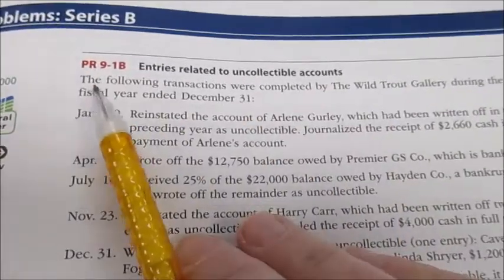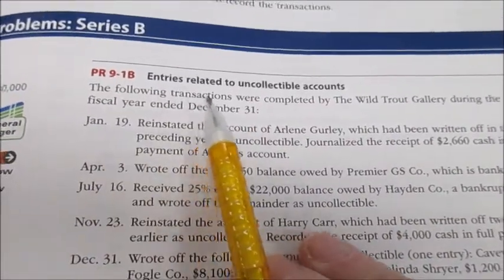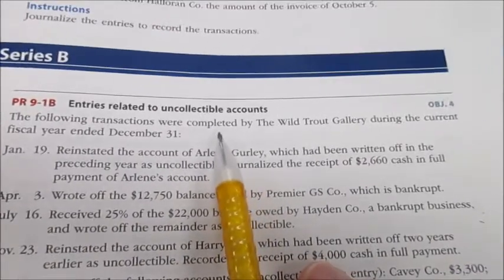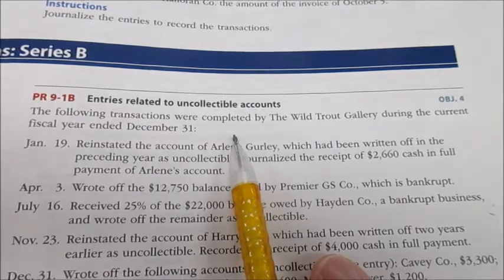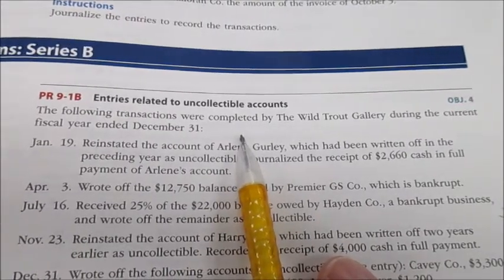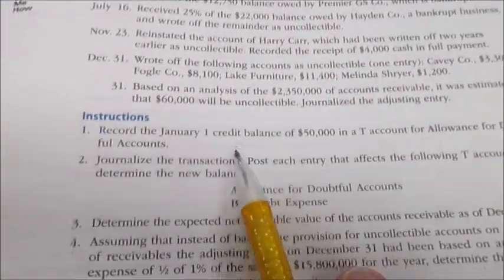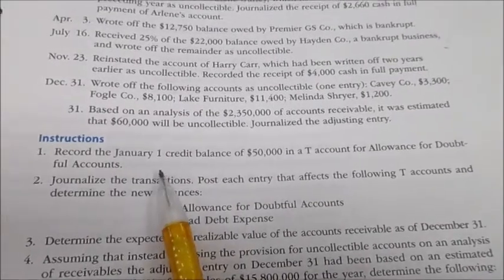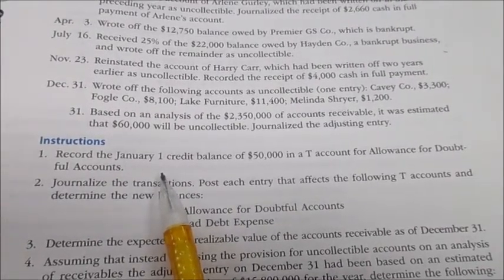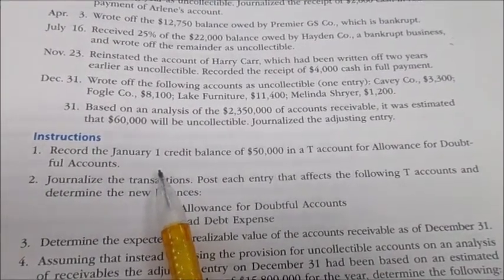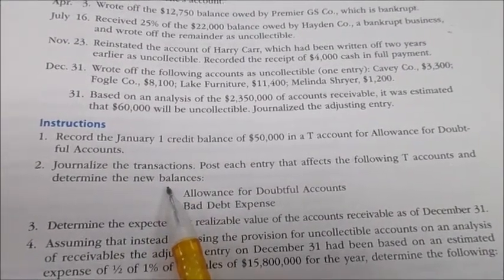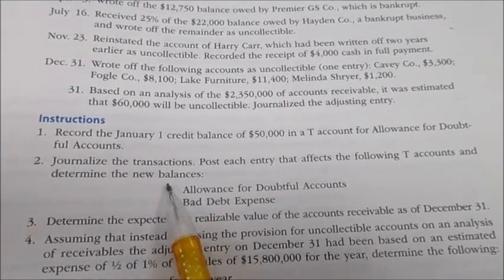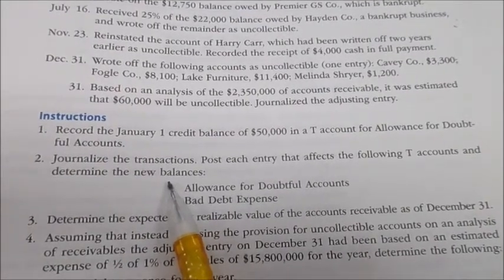Okay, today we're going to look at problem 9-1B, entries related to uncollectible accounts. The following transactions were completed by the Wild Trout Gallery during the current fiscal year ended December 31st. And then we have our transactions. Instructions: record the January 1st credit balance of $50,000 in a T account for allowance for doubtful accounts. Journalize the transactions and post each entry that affects the following T accounts to determine the new balances.